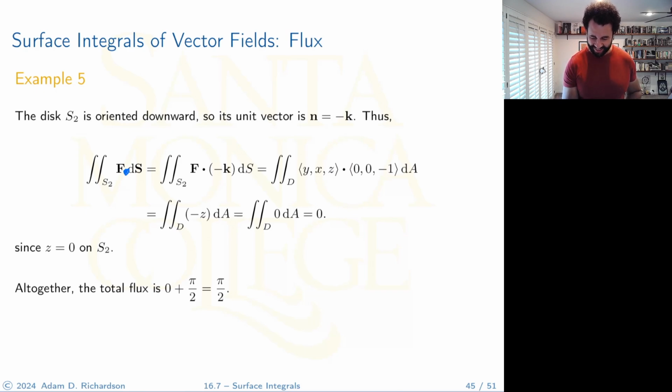Now when we dot our vector field with our outward unit normal vector, we get something pretty quick and easy. We just get negative z. But on that disk that lies in the xy plane, z is equal to 0. So this just becomes 0. The integral of the 0 function is 0 over this closed region, and so we get 0. Altogether, the total flux is 0 plus pi over 2, which is pi over 2. So that's how fast stuff is flowing through that closed parabolic cap at any given moment.